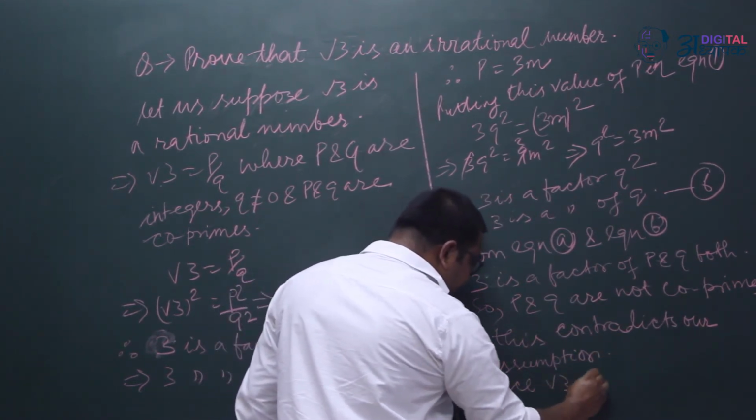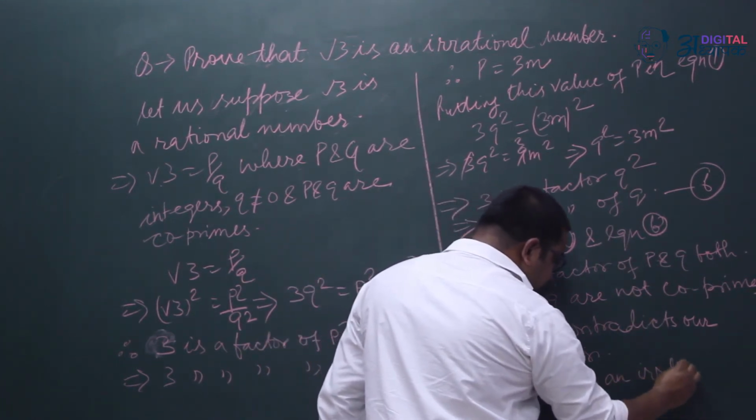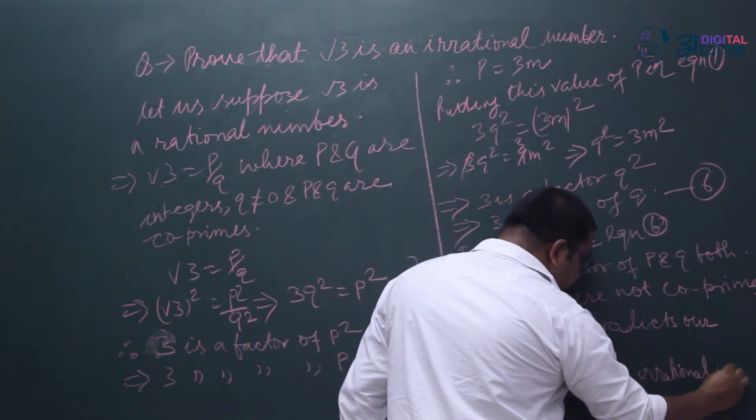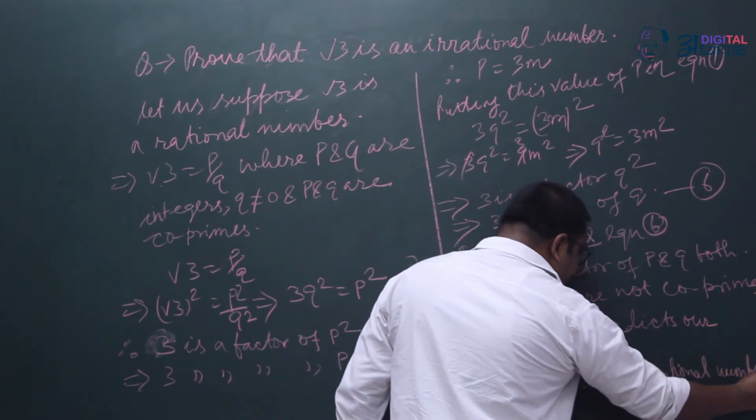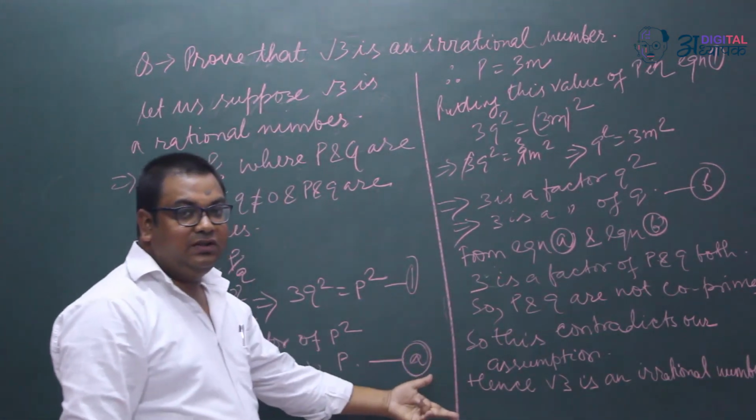And if it contradicts our assumption, then we can write hence root 3 is an irrational number. That means our assumption that root 3 was a rational number has been contradicted here. So root 3 is an irrational number.